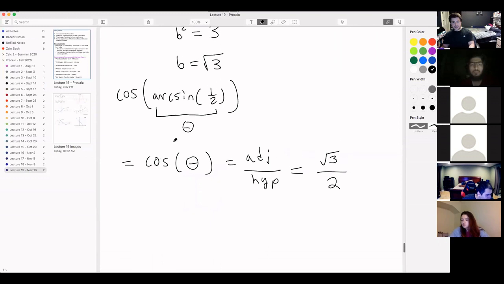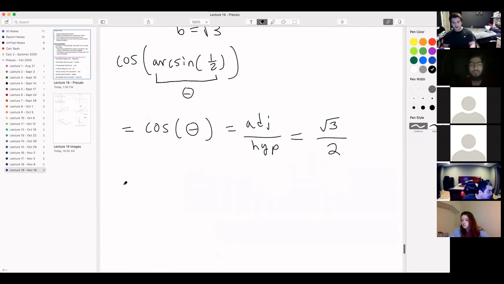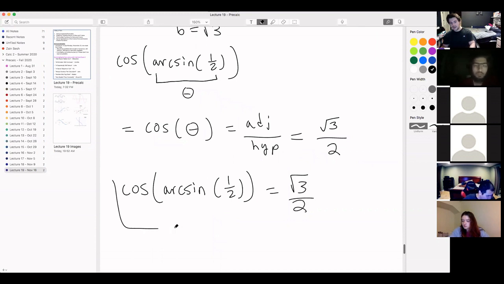So that's the answer. That's how we got it. So the final thing here is that cosine of arcsine of 1/2, we got a nice value for that. That's the square root of 3 over 2.